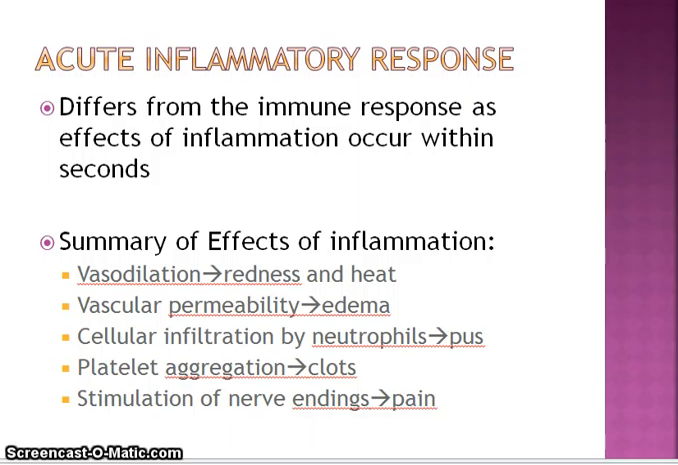Right. So summary, again, this is on the other video, or on the other slides. Vasodilation, what we see because of that is redness in the area and it gets hot. The vascular permeability changes, that gives us our edema. Cellular infiltration happens because of the neutrophils. This is what forms pus. So if you see somebody has purulent drainage or pus in a wound, that is actually from the neutrophils attacking the pathogens. Platelet aggregation happens to form clots, right? And stimulation of the nerve endings gives patients pain as part of the acute inflammatory response.